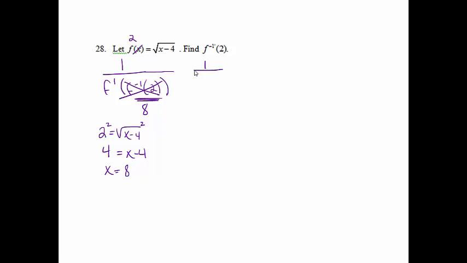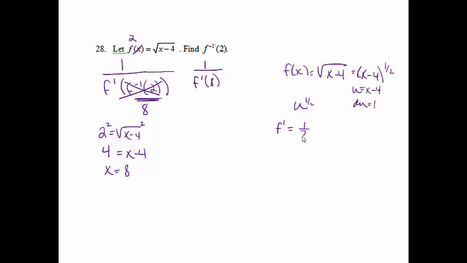So my next step is to find 1 over f prime of 8. So now I need to find the derivative at 8. So I'm going to come over here. My function is the square root of x minus 4. I'm going to rewrite that as x minus 4 to the 1/2. I'm actually going to do a u substitution since I've got parentheses. u will equal x minus 4. du will equal 1. So if I rewrite that as u to the 1/2, when I go to take the derivative of this, it will be 1/2 u to the -1/2 times the du, which is 1.